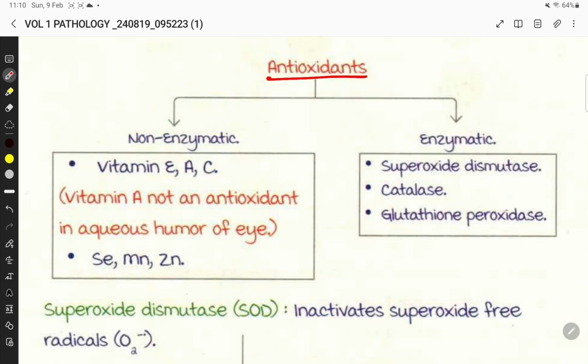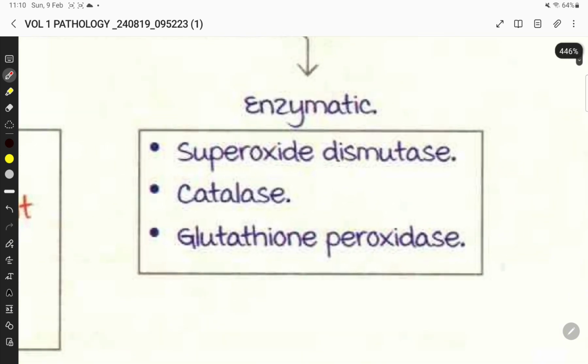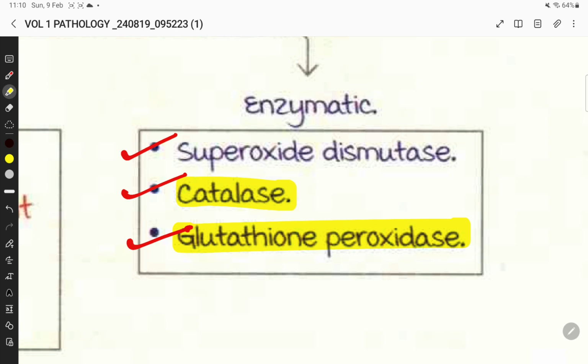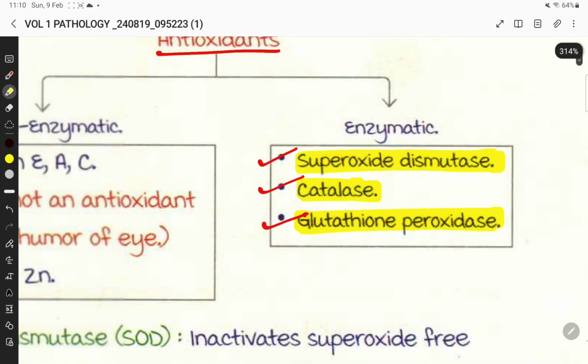Let's see antioxidants. Enzymatic antioxidants are superoxide dismutase, catalase, and glutathione peroxidase.